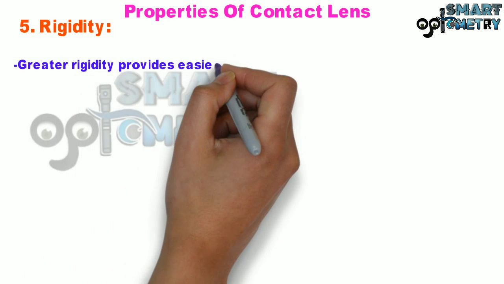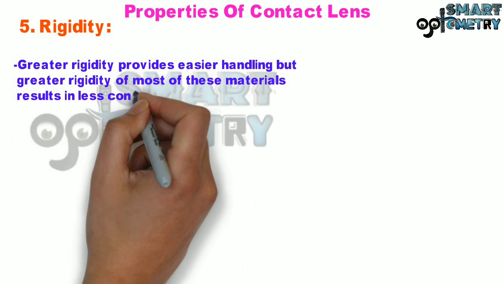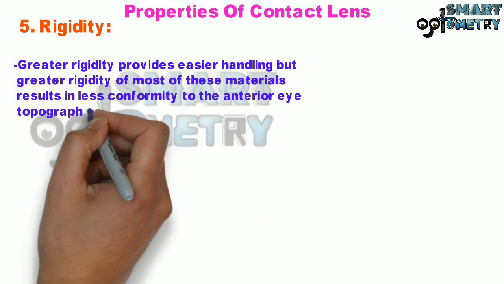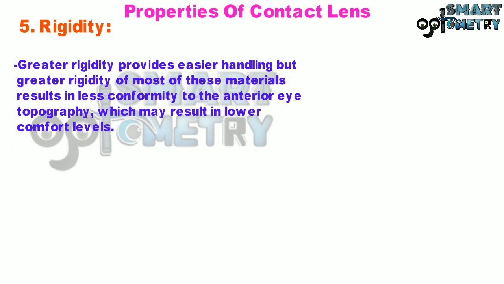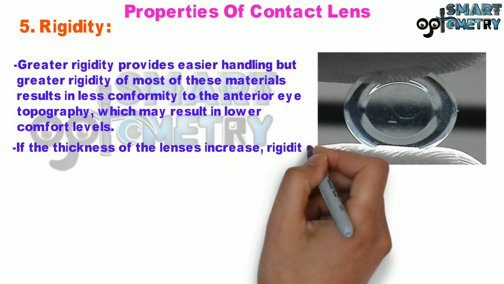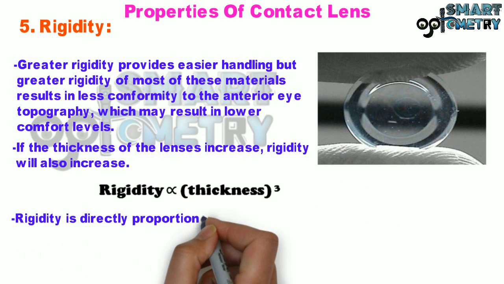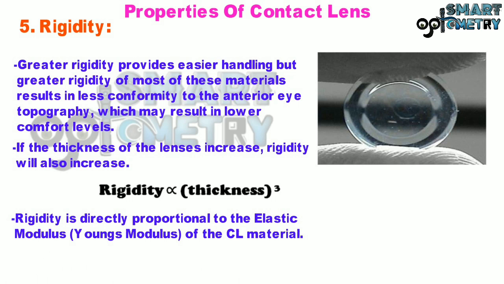Greater rigidity provides easier handling, but greater rigidity of most of these materials results in less conformity to the anterior eye topography, which may result in lower comfort levels. If the thickness of the lens increases, rigidity will also increase. Rigidity is directly proportional to the elastic modulus of the contact lens material.